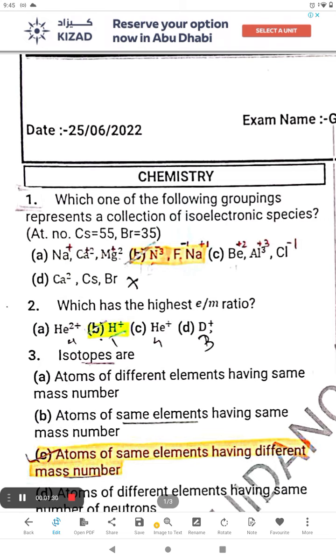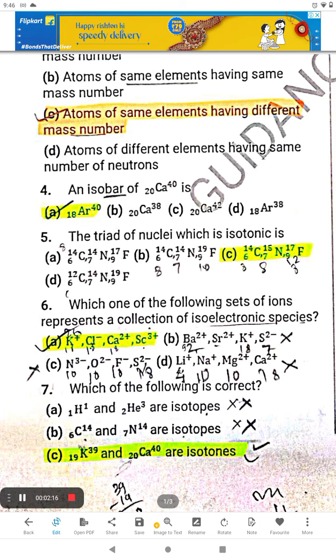Now see, K+ means what? Potassium is 19. It will give 1 electron. It will have 18 electrons. So Cl- means 18 again. Ca2+ means 18 again. And scandium 3+, which is 21st, will again be 18. So A option is right, they are isoelectronic.